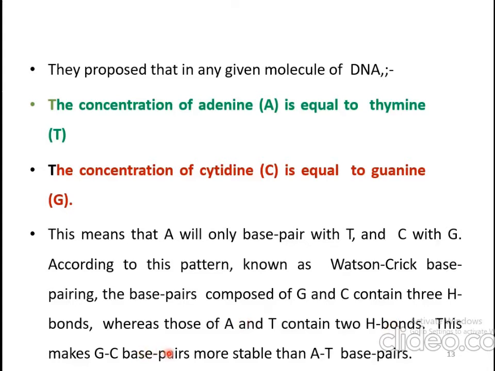This makes GC base pairs more stable than AT base pairs. There are two hydrogen bonds between A and T and three hydrogen bonds between C and G. I repeat, to remove your confusion, that there are two hydrogen bonds between A and T and three hydrogen bonds between C and G. This makes GC base pairs more stable than adenine-thymine base pairs. This is the verified rule of the Watson and Crick model of DNA, which has not been neglected till now.